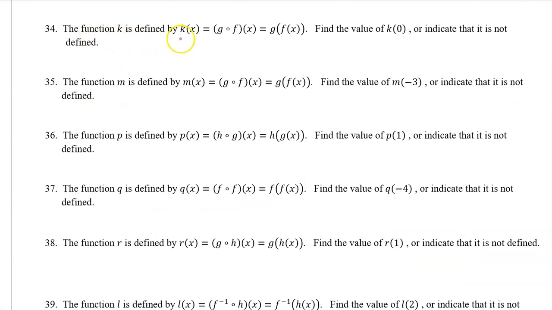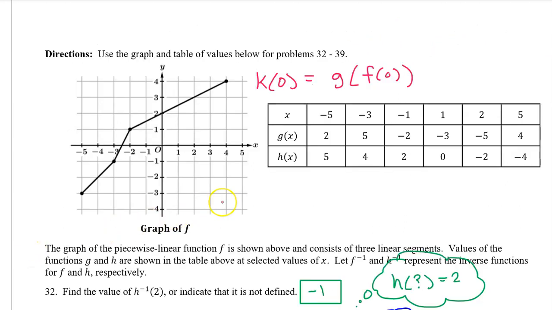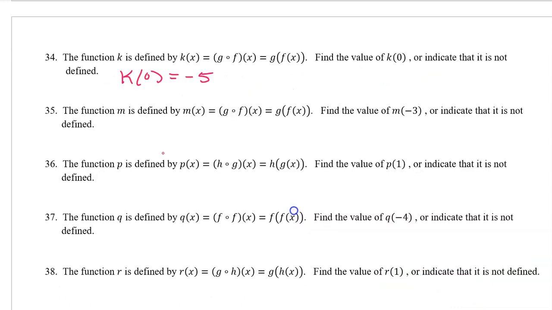34. The function k is defined by k of x equals g of f of x. Here it is written with two different forms that mean the same thing. Find the value of k at 0 or indicate that it is not defined. We are still using this information up here. K at 0 will equal g at f at 0. We have to start with f at 0, and we see that f at 0 is 2. Then we move on to g. G at 2 is negative 5. So k at 0 is negative 5.